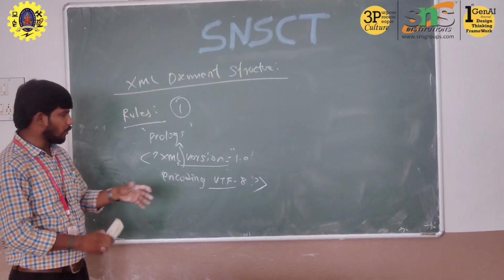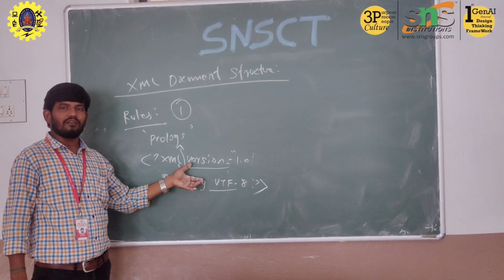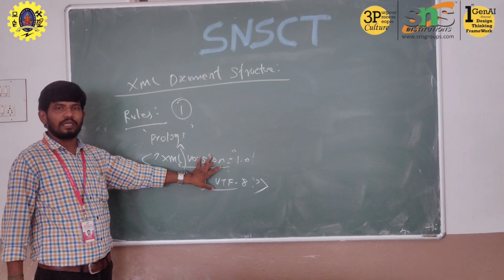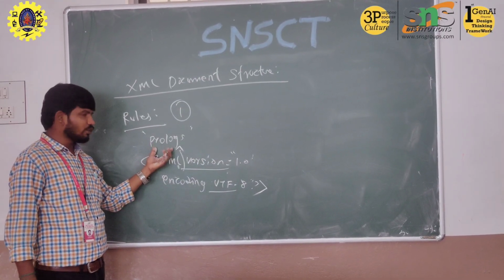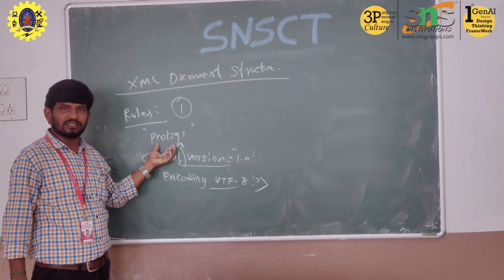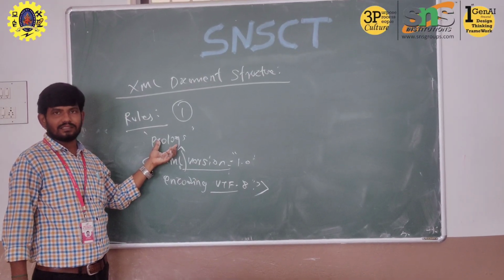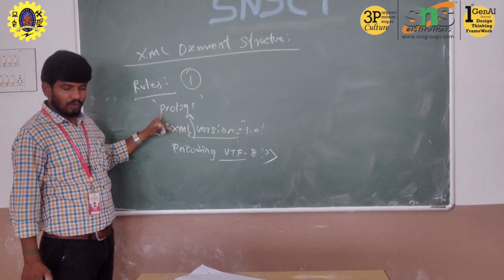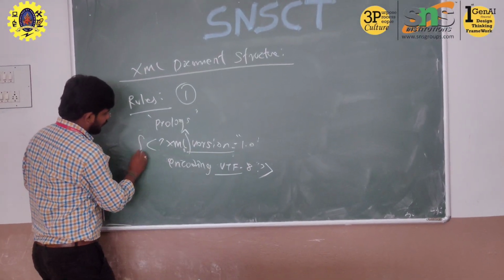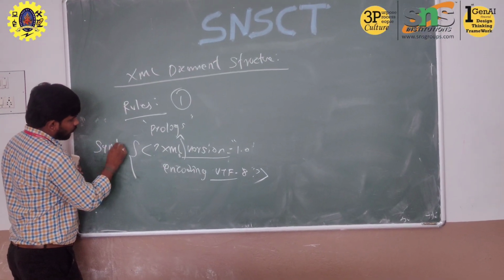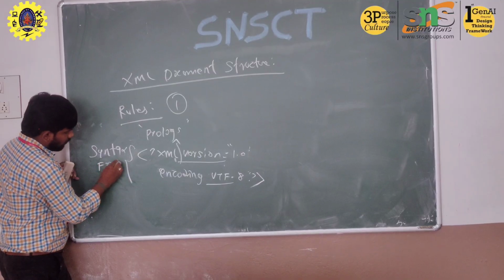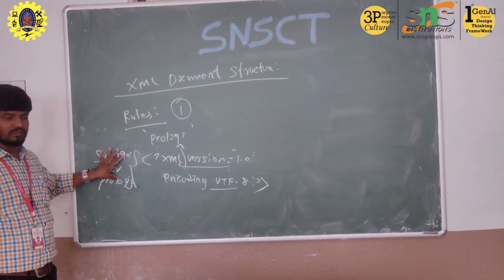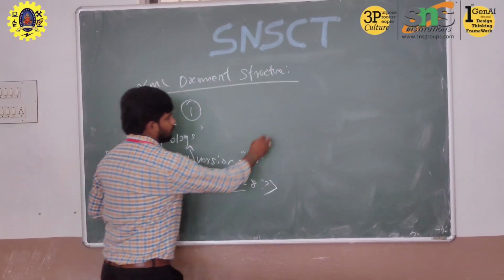It is called a prolog, and it is not mandatory. It is the first line of the XML document, but it can be left out. It identifies the XML version, the characters, and the character set. So that is the first rule, the XML prolog, and this is the syntax for creating a prolog.